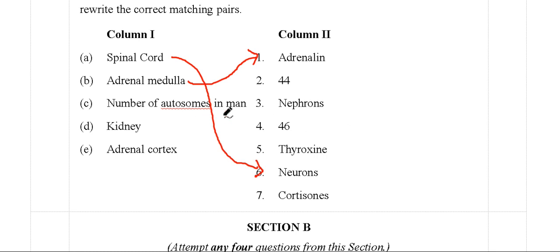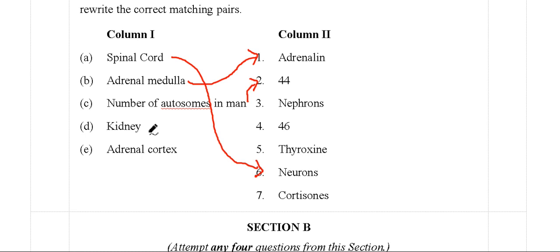Then number of autosomes in man. This is not asking for number of chromosomes, it is asking for number of autosomes. We have total 46 chromosomes, and out of 46, 2 are sex chromosomes or allosomes, and 44 are autosomes. So the correct answer will be 44. They have given 46, so don't give 46 here, they are trying to confuse you. 46 is the total number of chromosomes, but autosome number is 44.